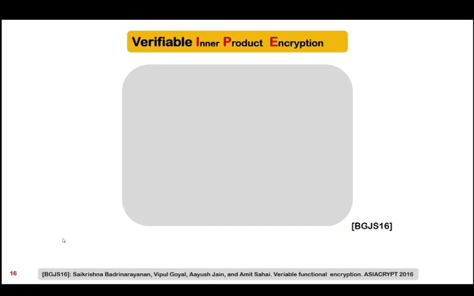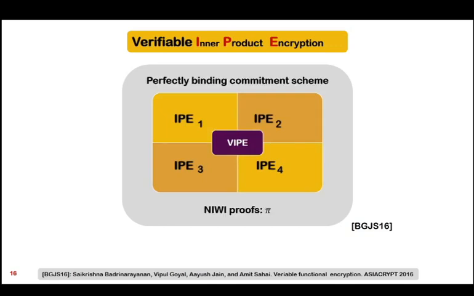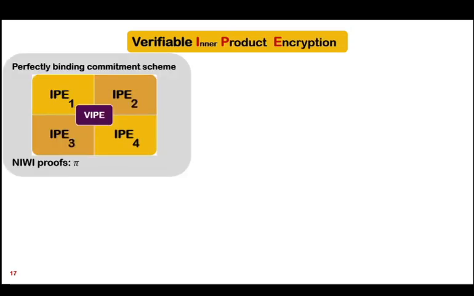And now I would like to talk a little bit about how we construct our VIPE. To do so, we use the transform of FE to VFE introduced in this paper, where we transform a perfectly correct FE to a verifiable FE. For doing this, we need four perfectly correct IPEs along with a commitment scheme and NIWI proof system. This means that we have to run each algorithm four times with different master public keys and different master secret keys. And each algorithm also has an extra step to provide a proof for some specific relation.